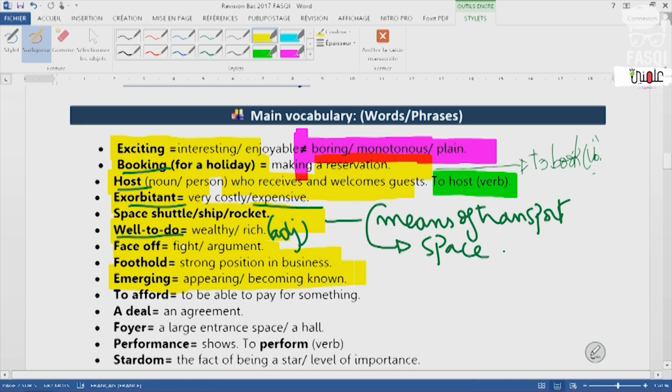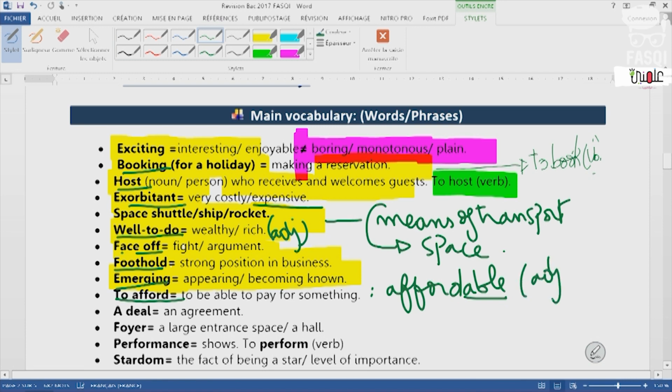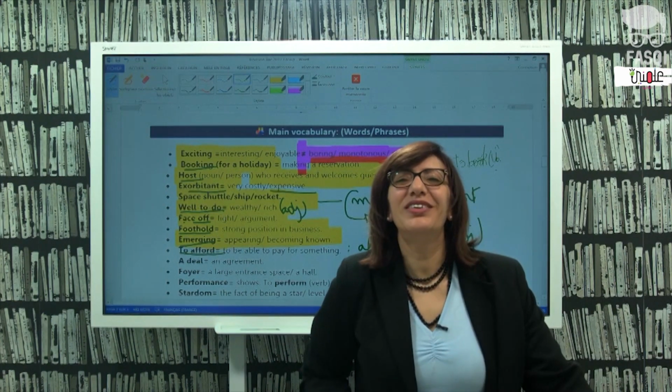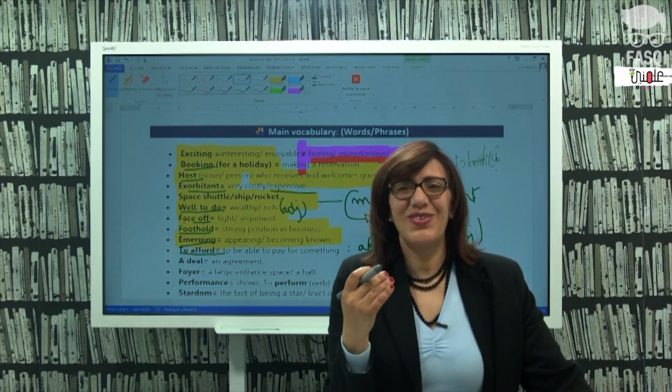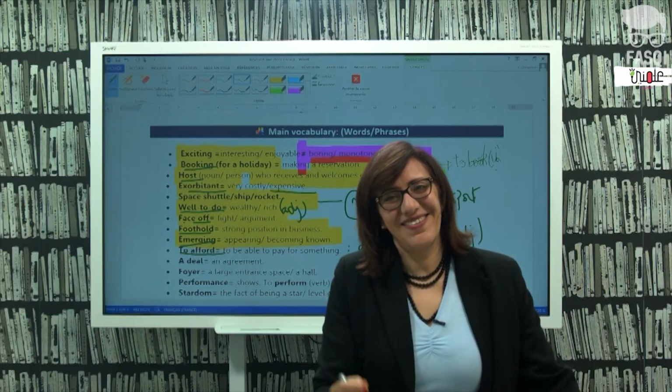What's to afford? To afford, to pay for something. And we say, for example, affordable. As you see here, it's a suffix related to adjectives. Here, of course, you say the well-to-do can afford to pay or to book for a space flight. There we are.